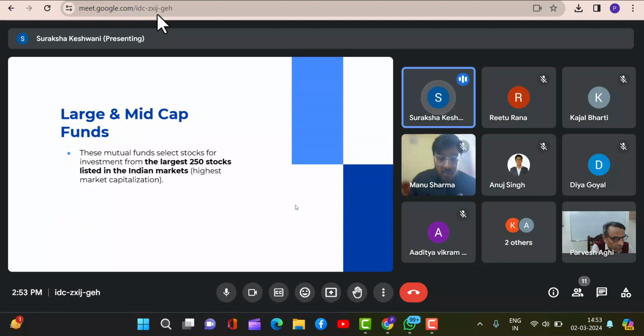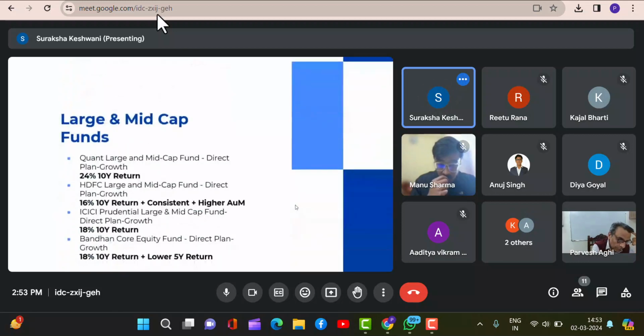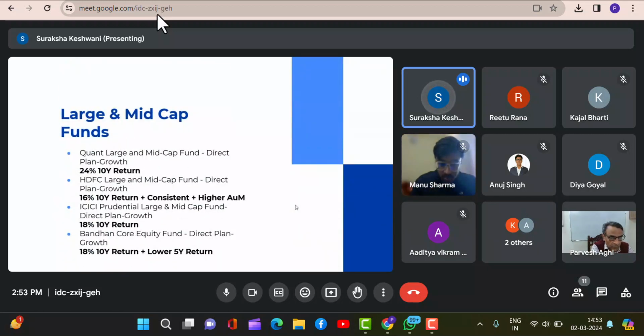Let's talk about our third category, which is large and mid cap. So these are the pool of largest 250 stocks. It is the combination of mid and large cap funds, and this is for the investors who are seeking a long term gain. They want to invest in a mid cap, but they don't want to take a lot of risk. So in this, we have to consider that the risk should be minimum and the return should be higher. So after our analysis, we got down to 4 types of funds.